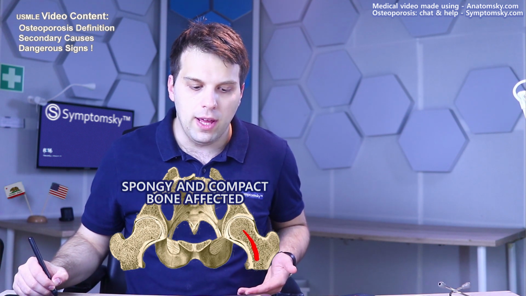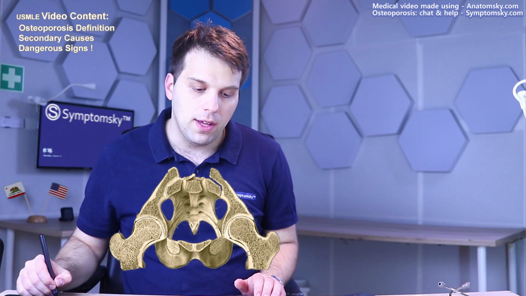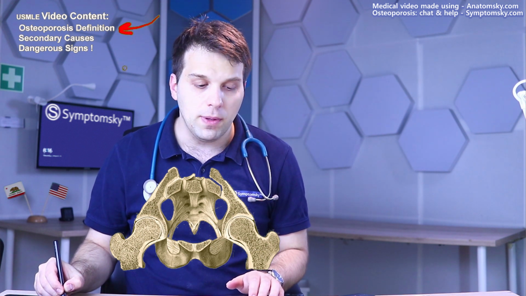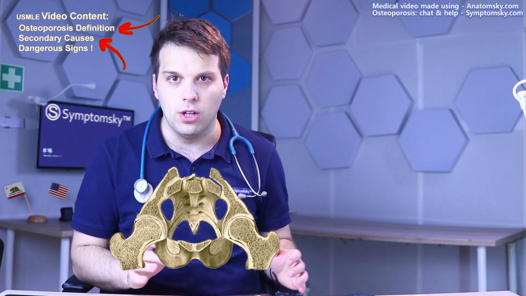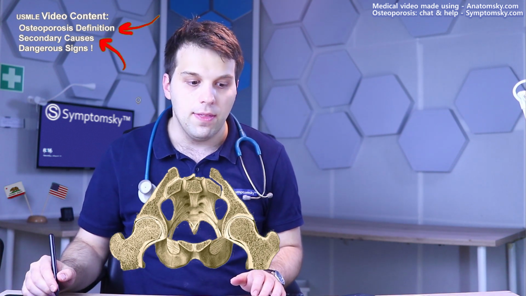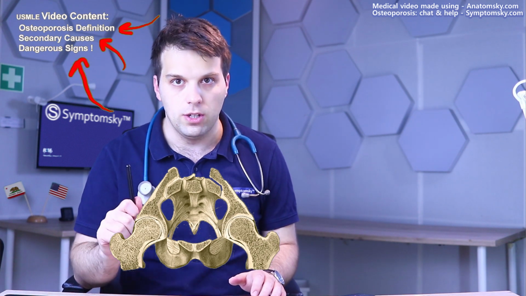Osteoporosis causes a destruction of the spongy bone and the compact bone, and thus it can lead to fractures of the human bones that can ultimately lead to death. So let's explain what osteoporosis is, and after we explain what it is, let's explain some possible causes besides aging and lower estrogen levels, and then let's explain dangerous signs we should never ignore.